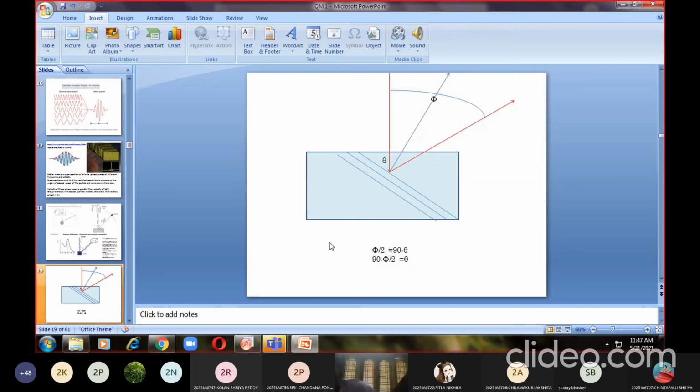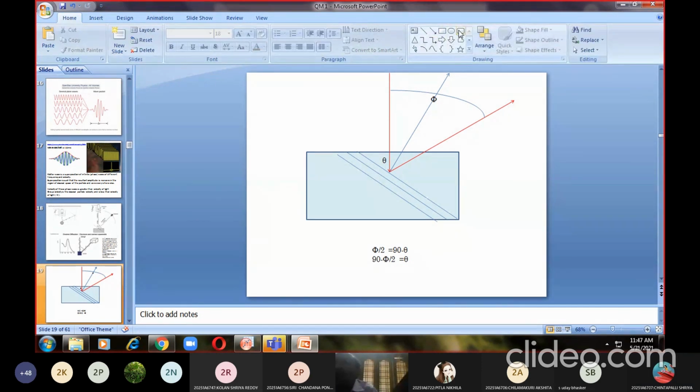So is your problem answered? Roll number 7? Yes, sir. Right. The angle between the detector and the beam of light is phi, not theta. That is why I wrote phi here. Phi is the angle between, and here you will have your detector.